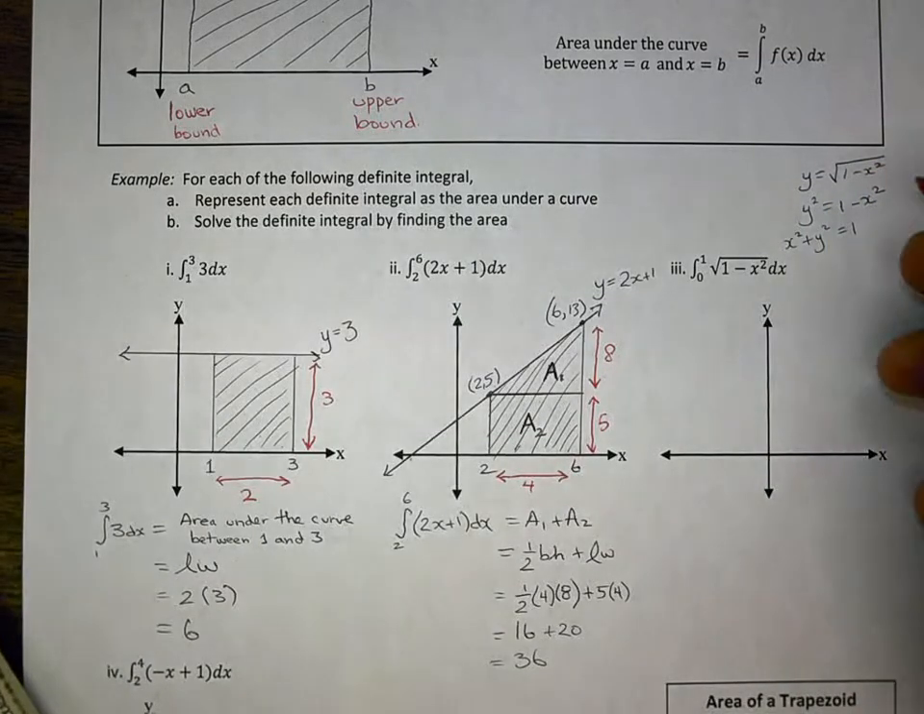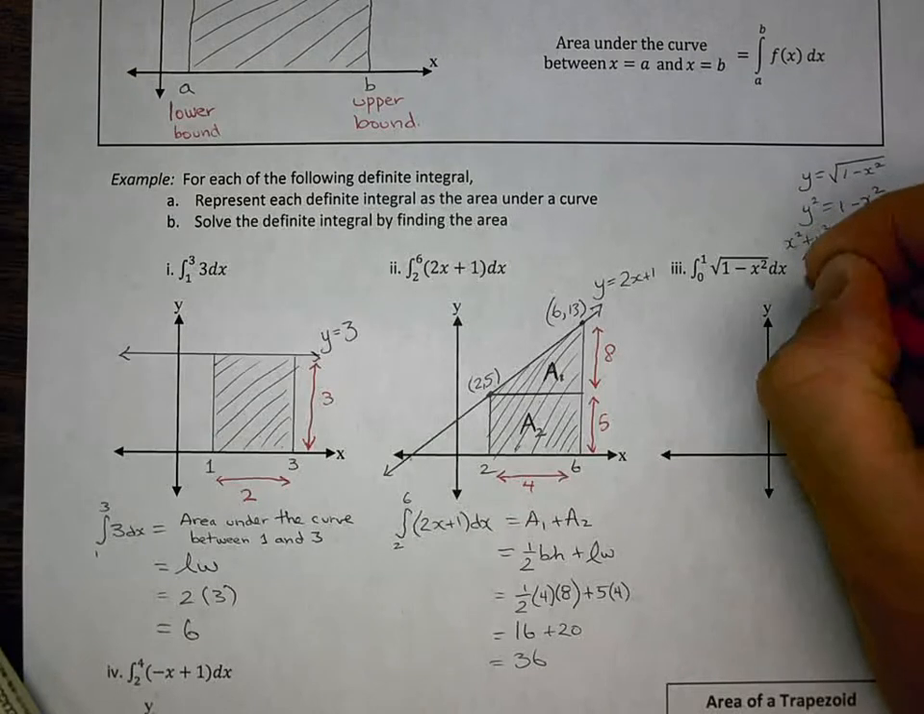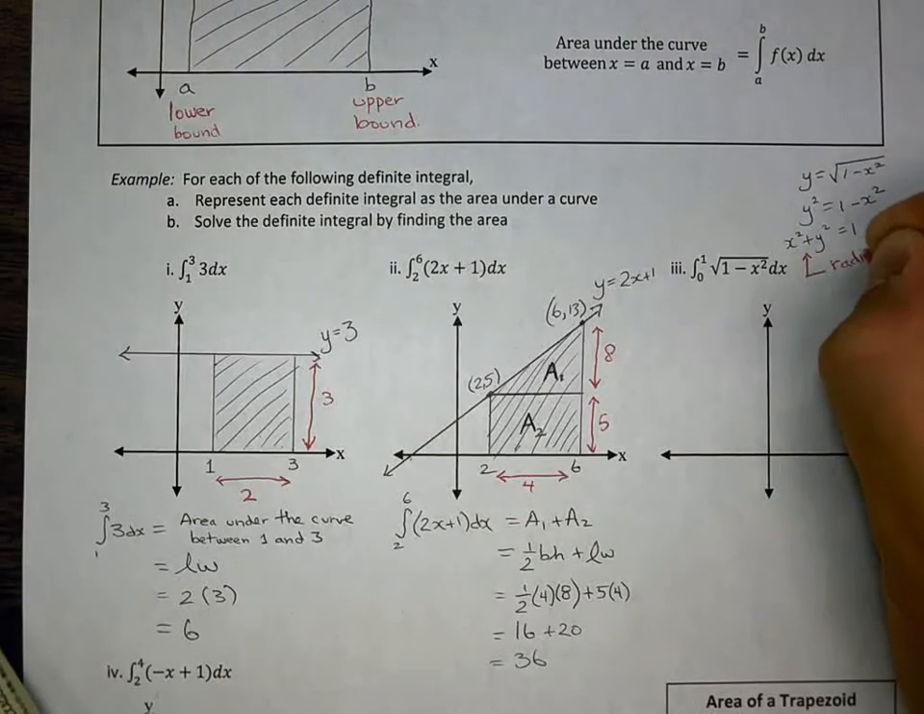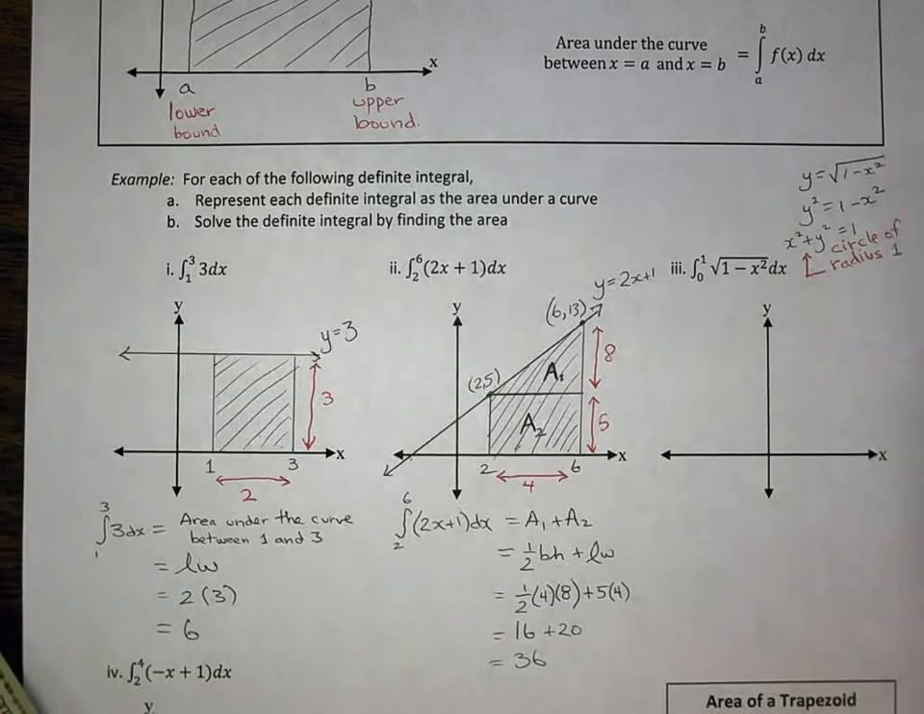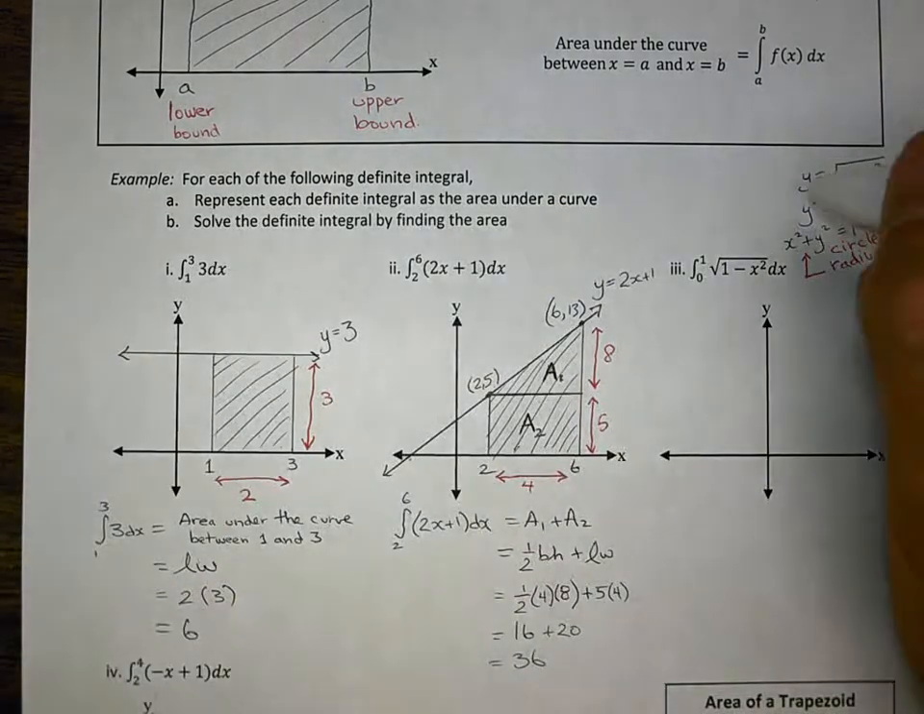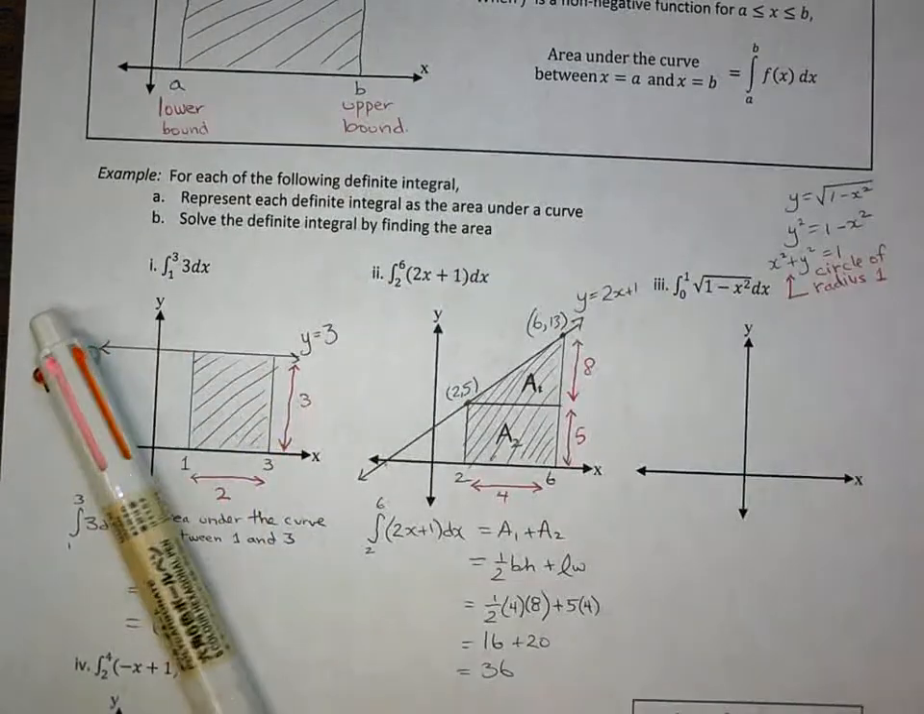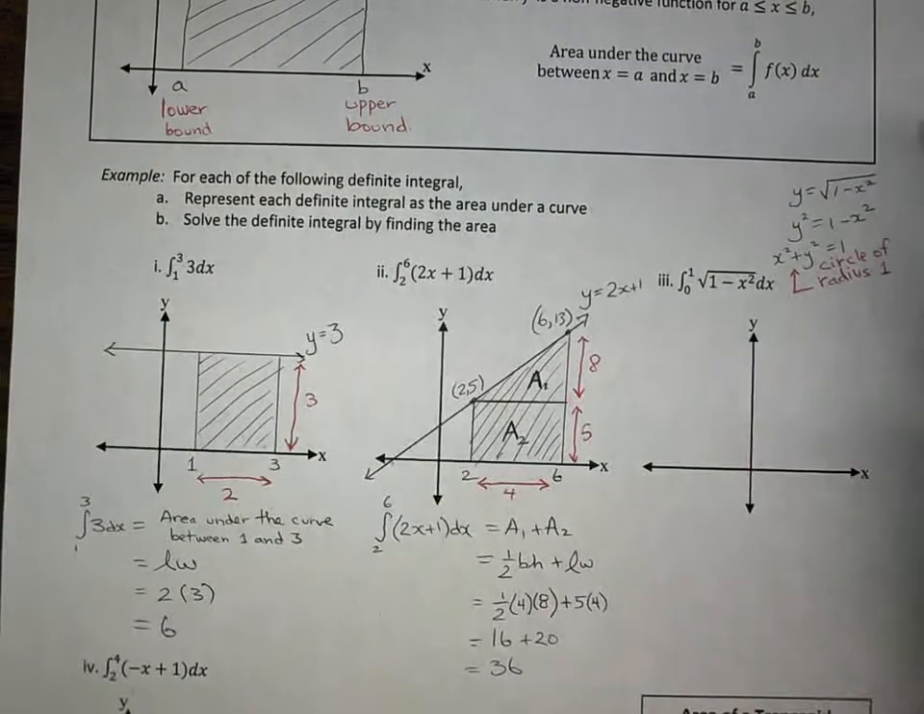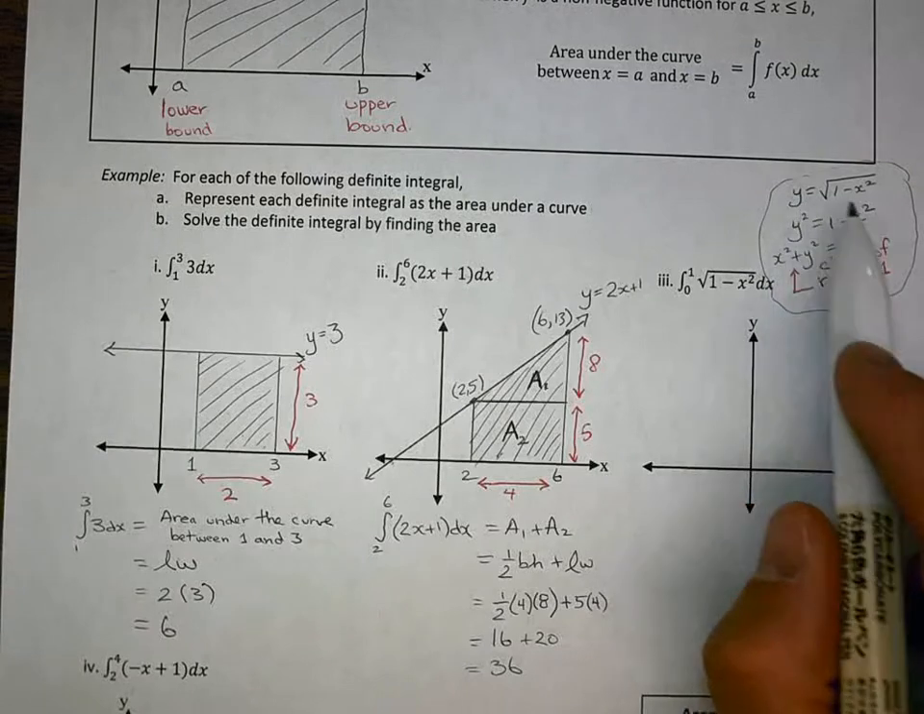Hopefully you recognize this. My grade 10 students never do. But this is a radius. Oh no, it is not. It is a circle of radius 1. Hopefully you remember the equation of a circle. That's what that is there. So this is half of the circle.